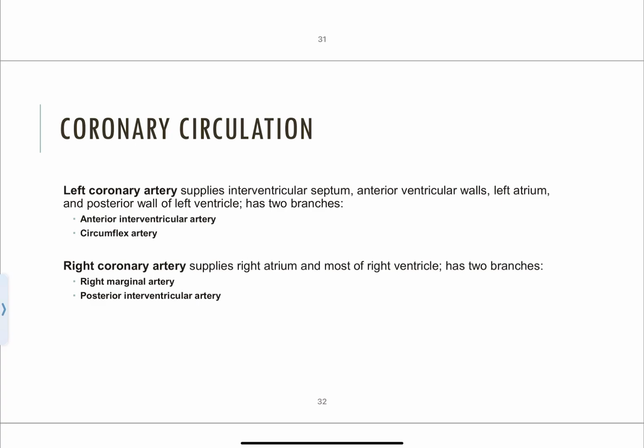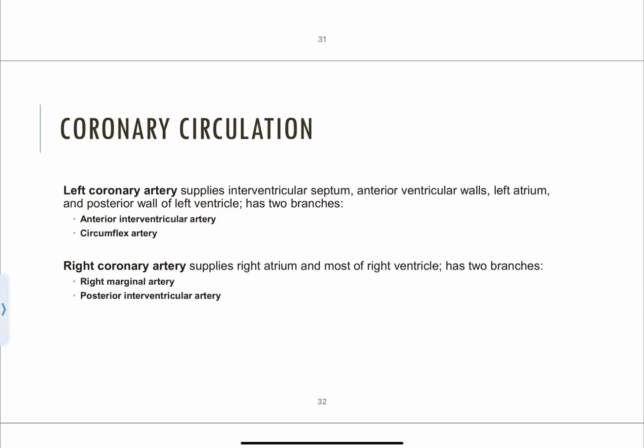So left coronary artery, this is going to help supply the interventricular septum. The interventricular septum is basically the attachment between both ventricles. So interventricular septum, so right in between those two. Also the anterior ventricular walls, left atrium, posterior wall of the left ventricle. And it also has two branches. Again, you don't need to identify the location of these for lecture, but for lab you might. So we have our anterior interventricular artery and the circumflex artery.